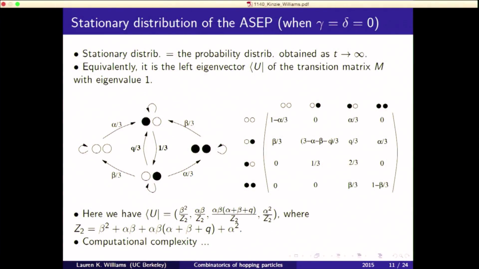Just to say a word about computational complexity, of course, in theory, one can always compute this left eigenvector of the transition matrix, but for a lattice of n sites, there are 2 to the n different states. So dealing with 2 to the n by 2 to the n matrices quickly gets very complicated.